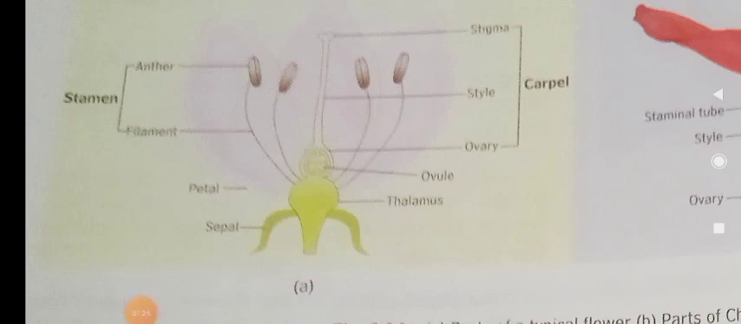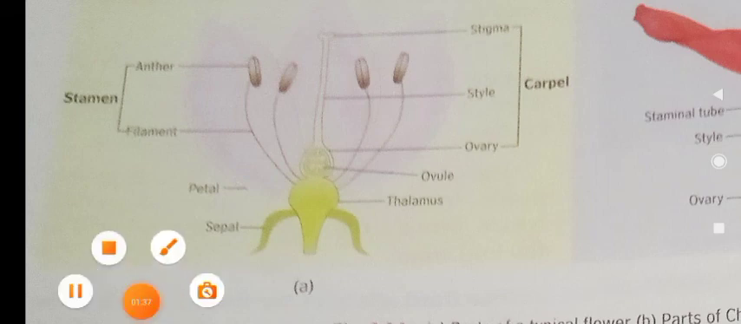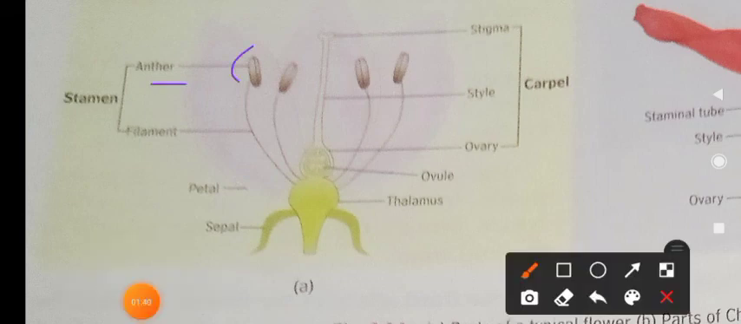Now we are going to learn about pollination. This word you might have heard in your lower classes. So what is pollination? I told you, the anther bears the pollen grains, am I right? Since the anther is part of the male reproductive unit, these pollen grains are also considered male reproductive units.